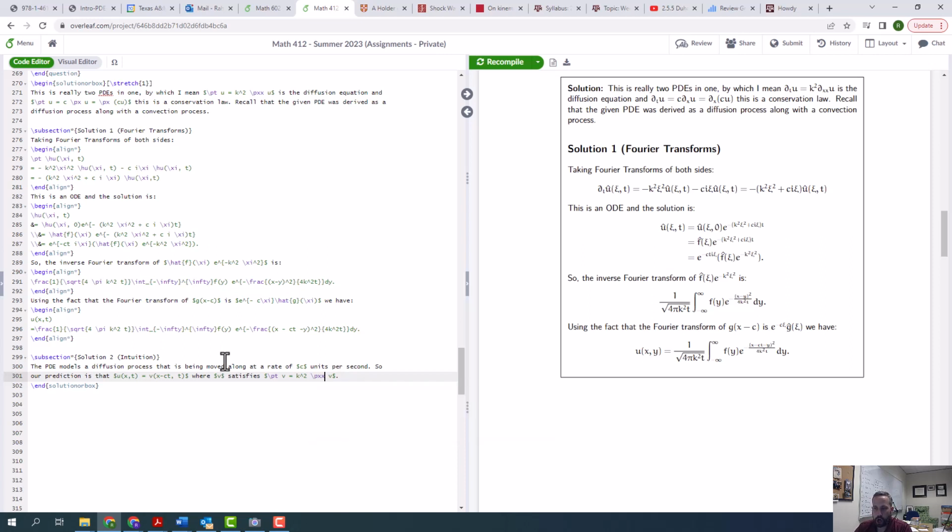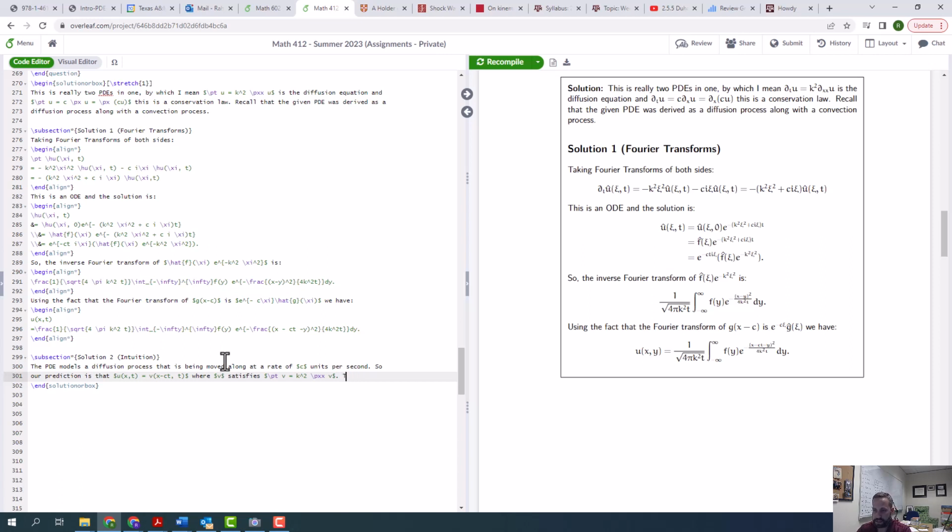Okay, but here's the thing. This is a good argument, but it could be wrong. One of the important things here is that the diffusion process and the convection process are kind of happening independently. Well, that's how this is modeling it, but maybe our model picks up on some interaction that we're not sure of. So what we need to do now is actually verify that the solution that we are getting actually satisfies the PDE. So let's verify this.